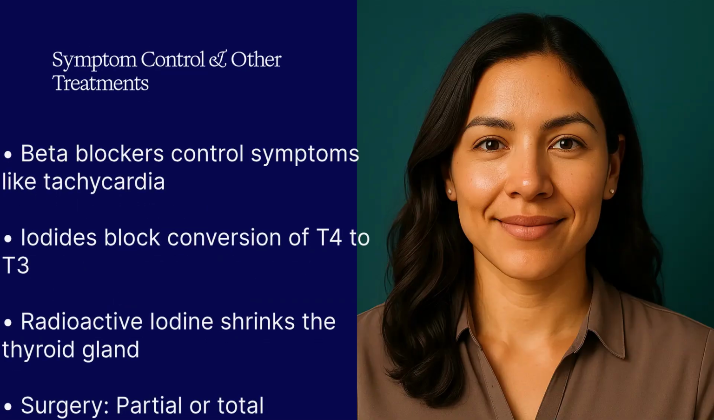Symptom control. We use beta blockers such as propranolol, Inderal, to control symptoms like tachycardia until hormone levels normalize. Other methods. Iodides block peripheral conversion of T4 to T3. Radioactive iodine, given orally or by injection to shrink the gland, is common for older adults. Surgery: partial or total thyroidectomy.